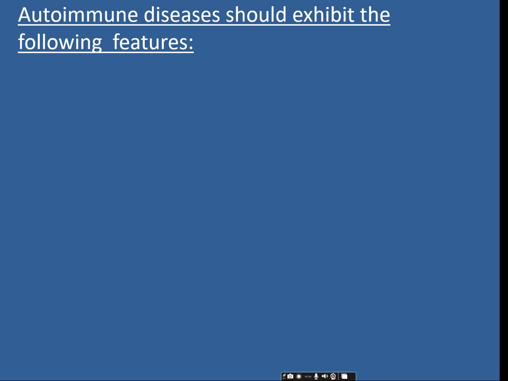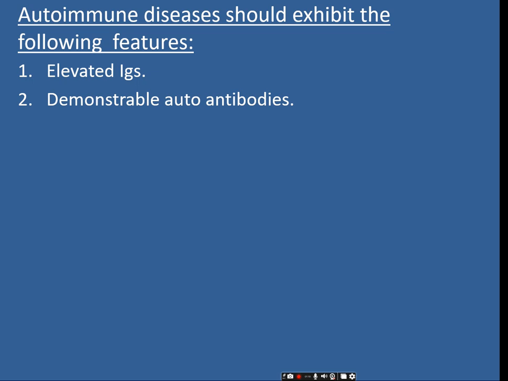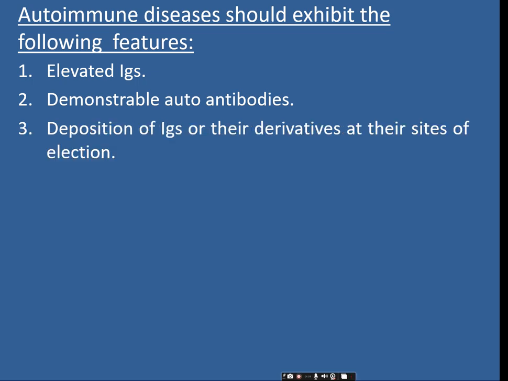Autoimmune disease should exhibit the following features. To call it an autoimmune disorder, it should fulfill all these criteria. The first one is it should elevate the immunoglobulins. Immunoglobulins we know, right? IgG, IgM, IgD, IgE. So it should elevate that particular antigen antibody reaction or the production, and there should be demonstrable autoantibodies. The antibody which is produced against the self antigen should be demonstrable in the serum of the patient.